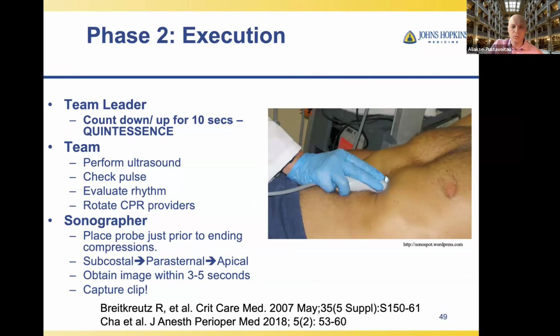The sonographer will place the probe just prior to ending compressions, and they will start with the subcostal view. If not successful, during the same next cycle they will go to parasternal and so on. They will obtain an image and then capture the clip. Capturing the clip is important so they can actually review it afterwards and make a determination as to what they saw.